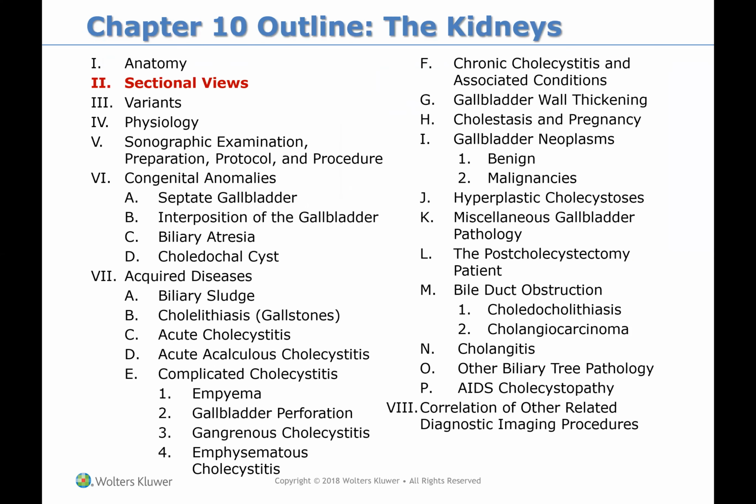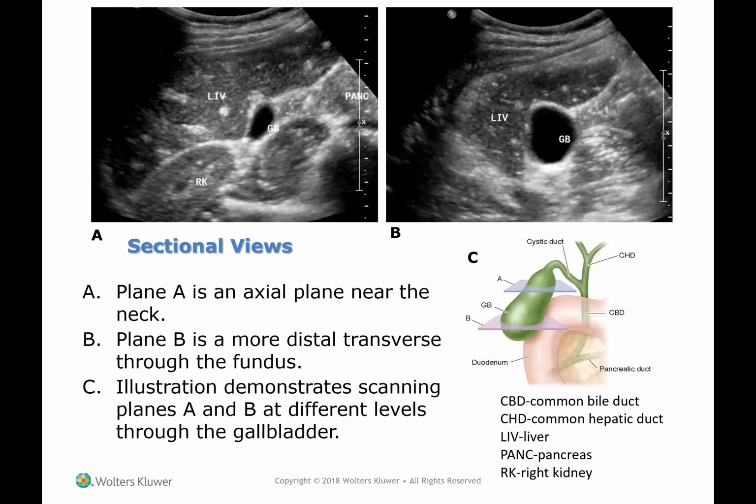All right, let's do sectional views. I don't know why it says kidneys up there. Okay, so sectional views. Plane A is an axial view near the neck. You can see that it's smaller and more narrow. Plane B is through more of the fundus. You can see it's thicker. And this is what it looks like over here in C.